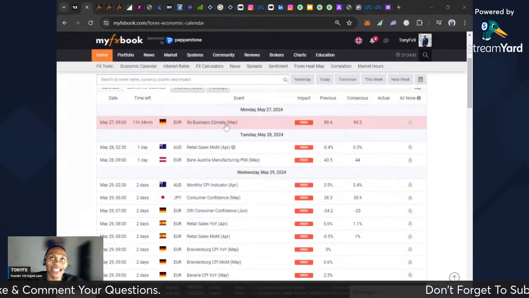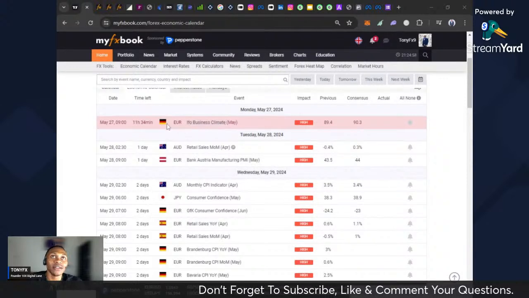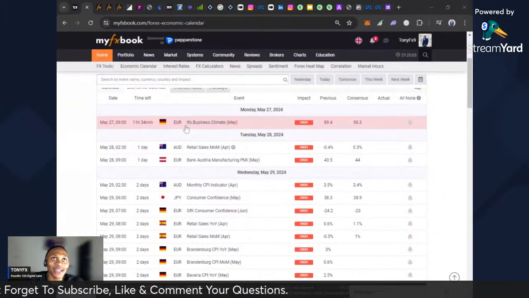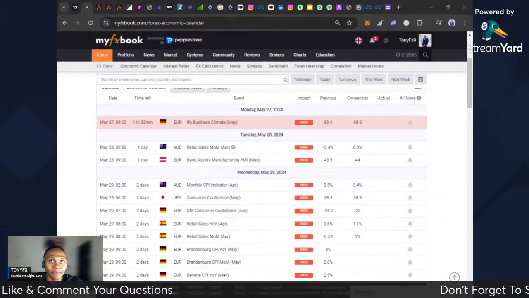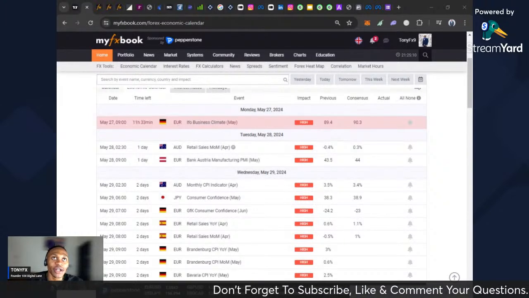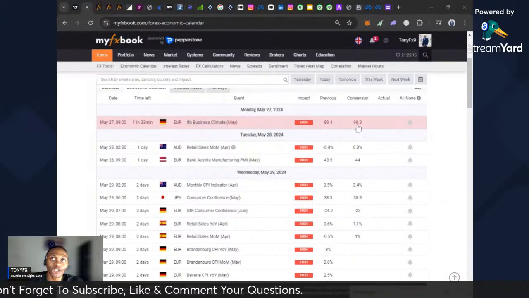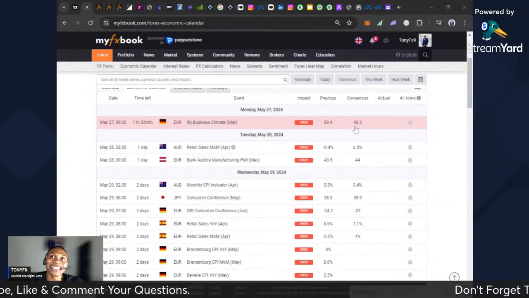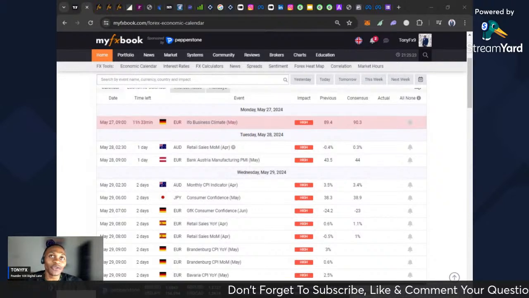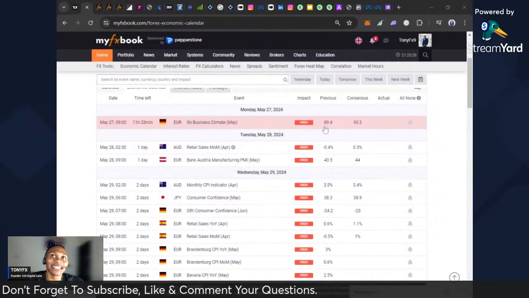IFO business climate has to do with business in Germany, to be precise. You see this flag here, Germany. It is going to affect the euro, things about the economy of Germany. Germany uses the euro for day-to-day transactions, and tomorrow Monday by 9 a.m. we're going to see the information. Currently, analysts are saying that the consensus, which is the business atmosphere in Germany, is positive, which means that 90.3 is higher than 89.4.